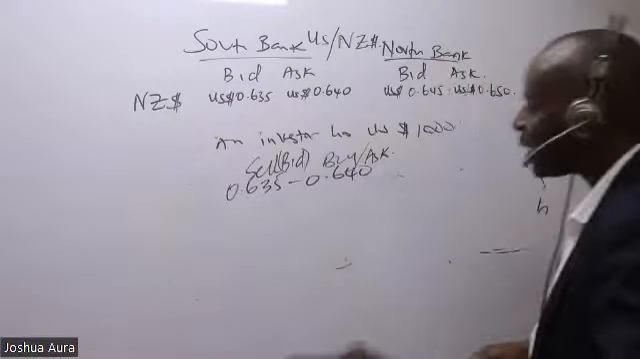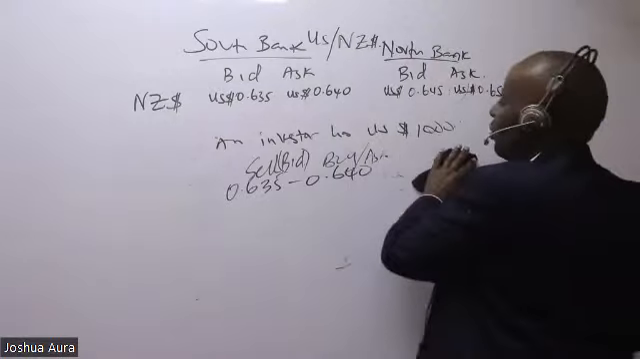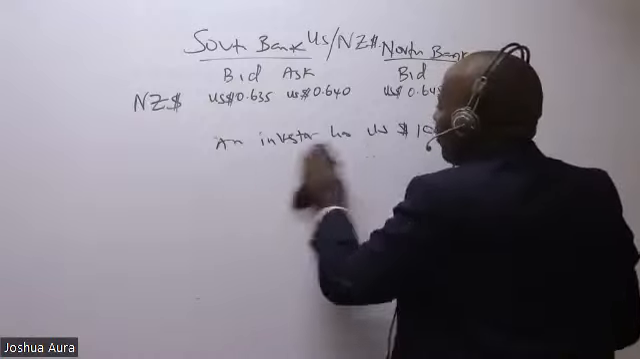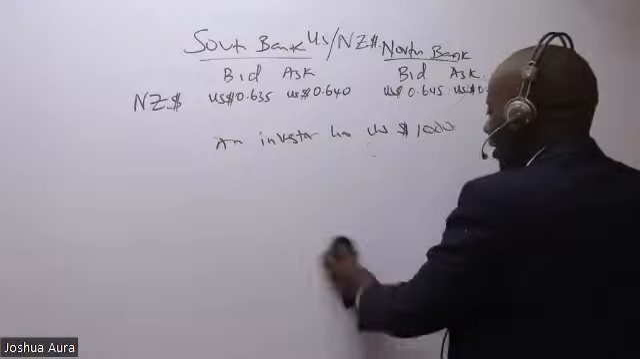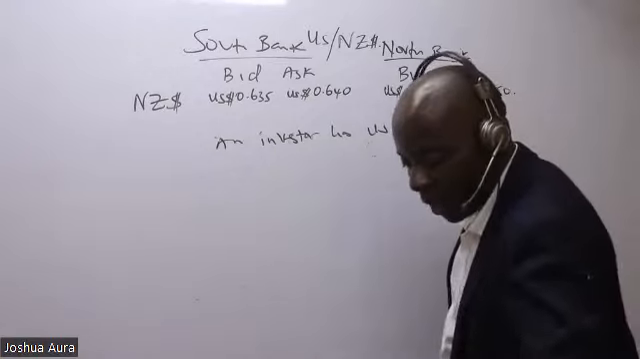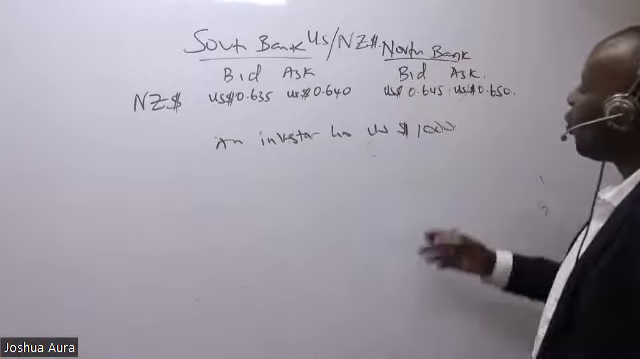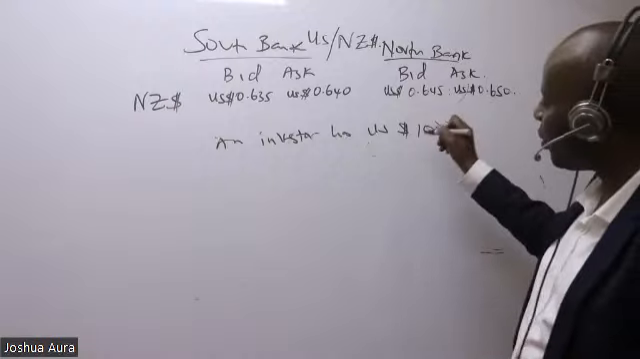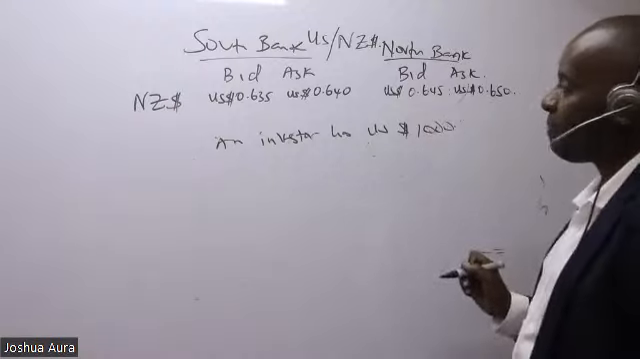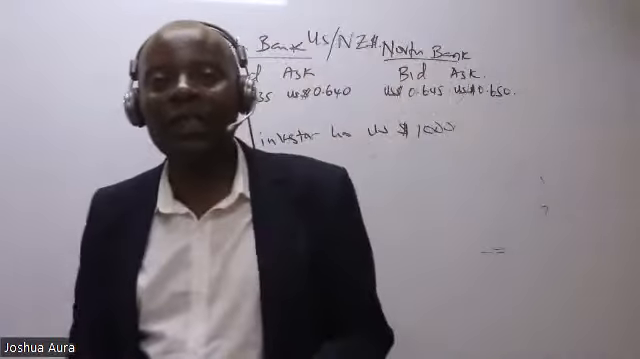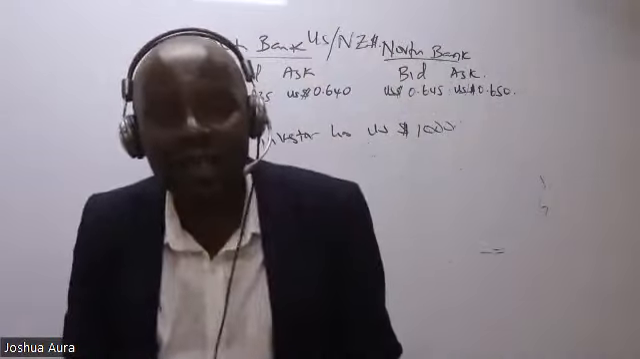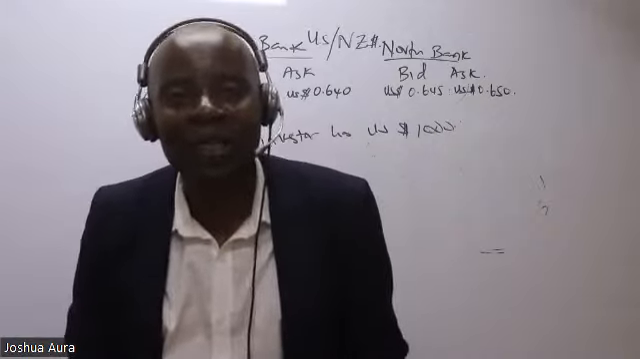Now, ladies and gentlemen, please listen very well. We have here 1,000 US dollars. So these are 1,000 US dollars in this world called New Zealand. The investor is going to sell this to the bank. So the question will be, which bank do you think this investor will sell his $1,000 to?